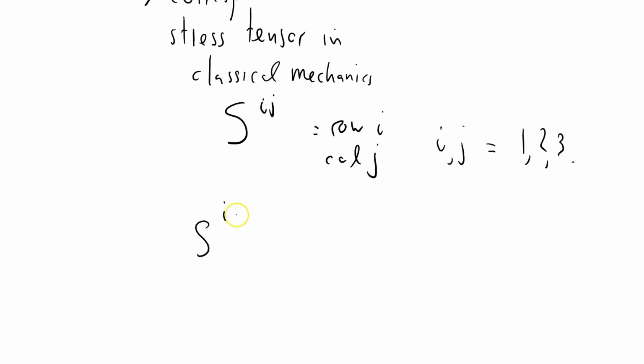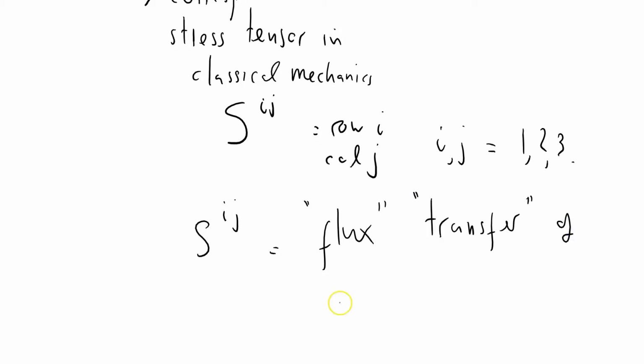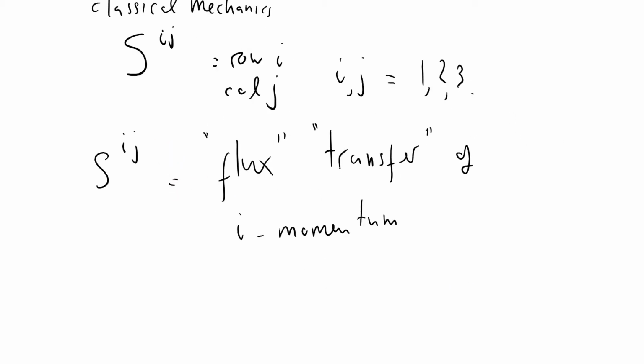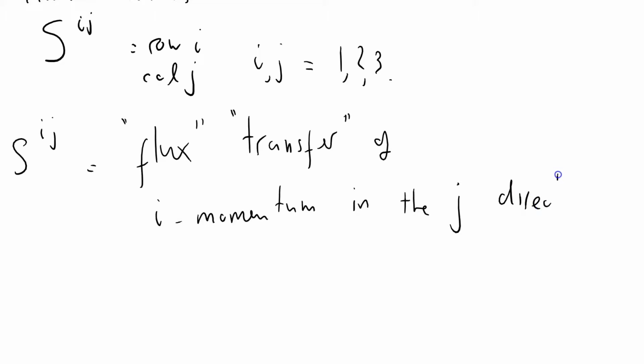The meaning of Sij is equal to the... there's no good word for this. I'm going to put flux in quotes, or transfer of i momentum, where i equals 1, 2, 3, so that corresponds to x, y, z, i momentum, in the j direction. And when I say in the j direction, it might have been better to say perpendicular to. In fact, I will say that. Perpendicular to the j direction.